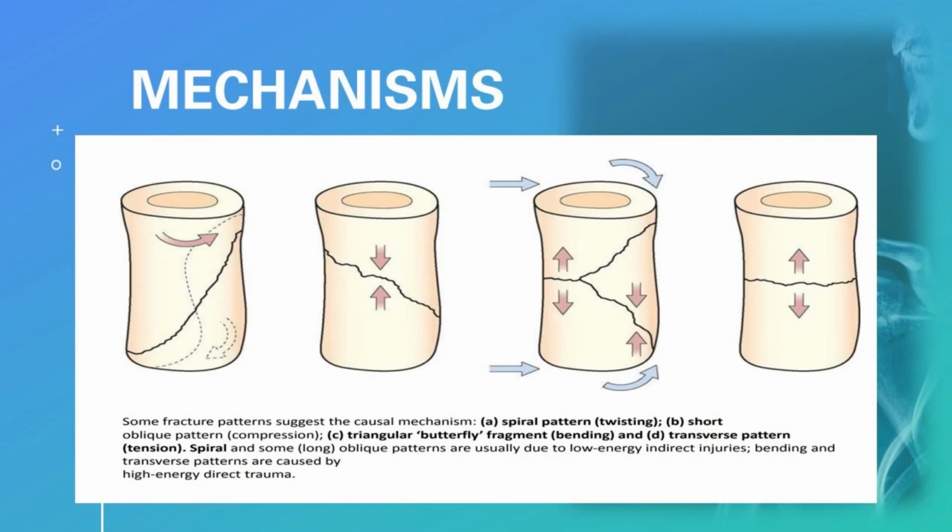So, quick question: where is bone the weakest? What kind of force do you put on bone where it is actually the weakest? So we have choices here: rotation, bending, compression, traction. What would you say?